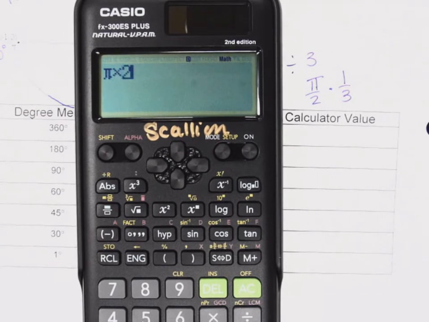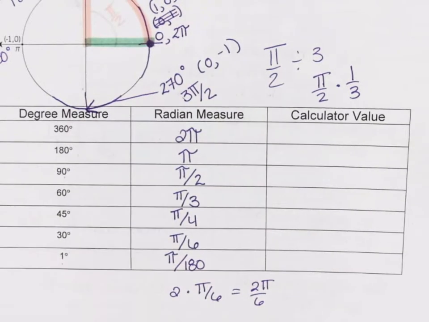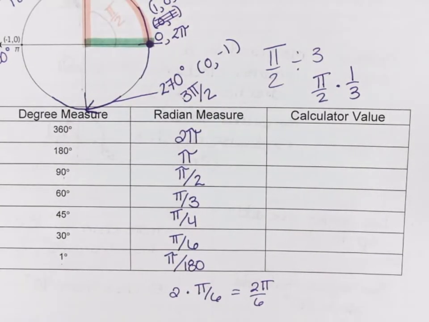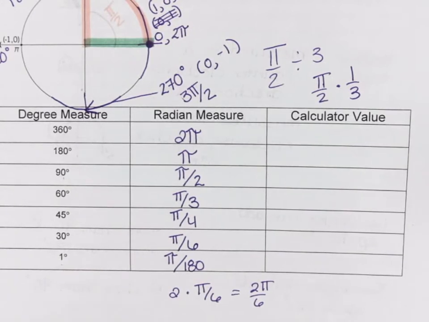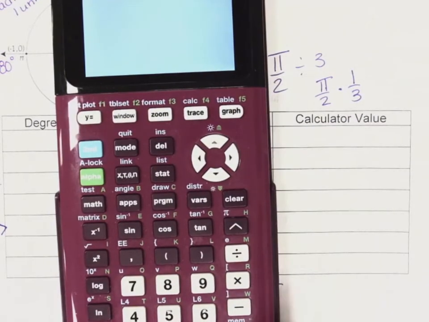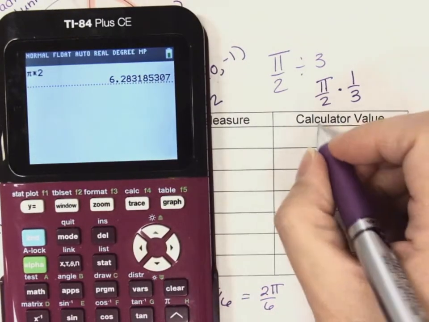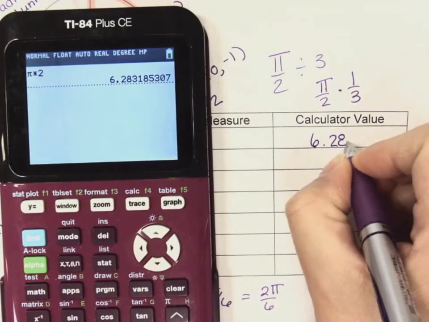Okay, so I'm going to times that by 2. Oh, darn it. This isn't my calculator. Mine just gives it to me. Okay, I'm going to go to this one, times 2, because this is the calculator I know how to use. And I get 6.28, so we're just going to write in 6.28.